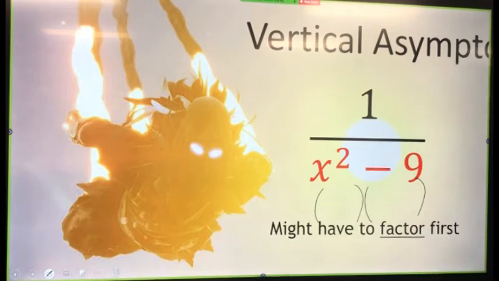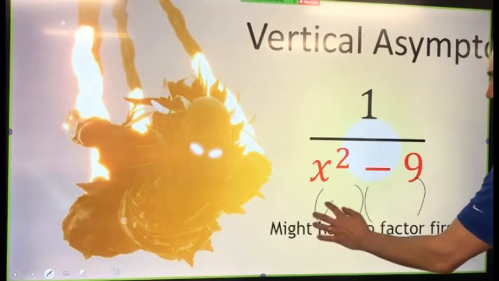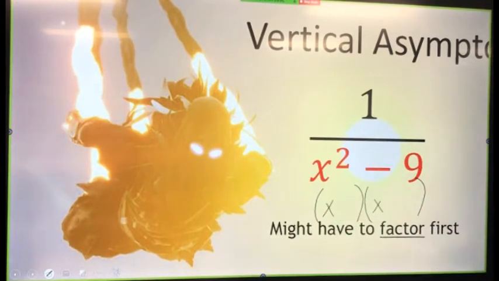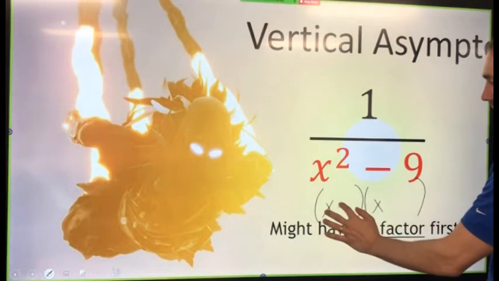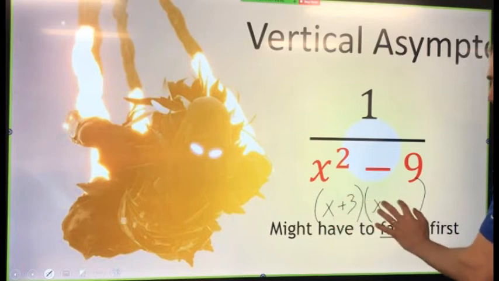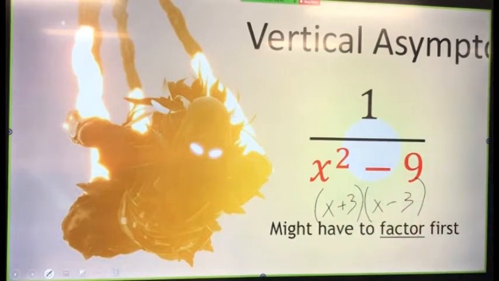3 positive. So how does it factor? X and x. This happens to be a perfect square, so what is it? 3 and -3. Yeah, x plus 3 and x minus 3. A little bit easier to see what makes that denominator 0.